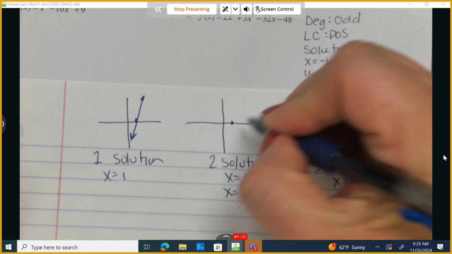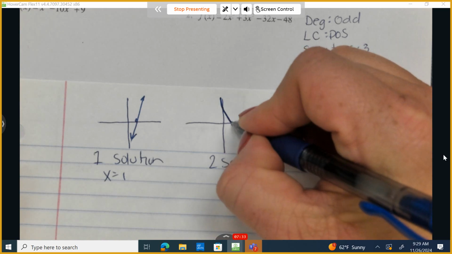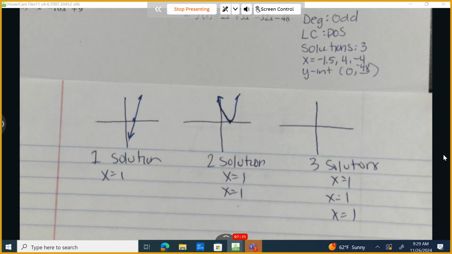Now, what if we got two solutions and they were duplicates? Then it means at 1 it bounces off. So it could look like this. It bounces off the x-axis at the point 1.